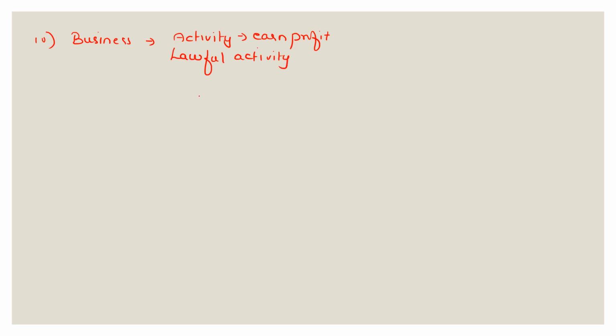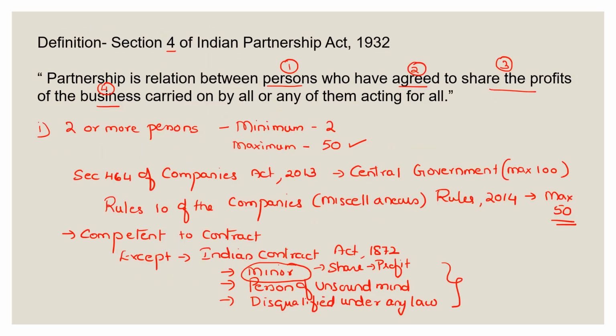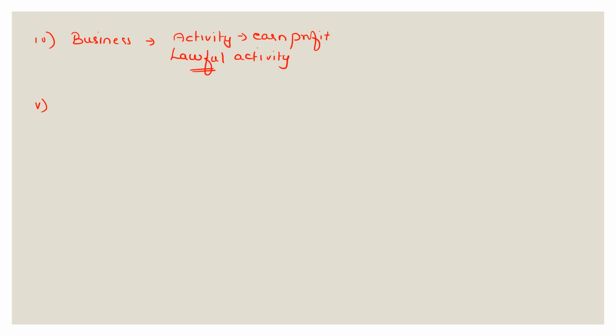Unlawful activity, like if two persons agree that we will do smuggling, is not a lawful activity. So the agreement between those two persons to do smuggling is not a business and is not a partnership as recognized under the law. The only requirement is that the business should be a lawful business. So that is the next feature of partnership. Having understood that, we'll go further: carried on by all or any of them acting for all. This is the next feature of partnership.